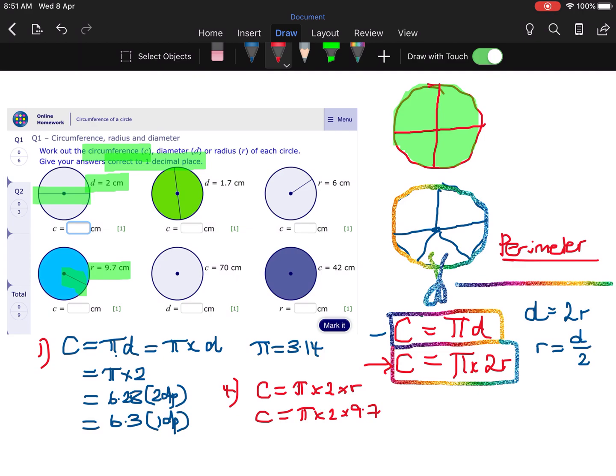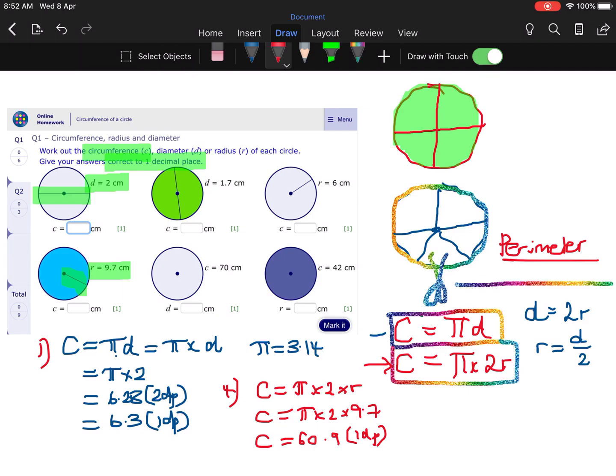And that's a lot larger than the last circle. So although it's the same size in the picture, if I was to draw it realistically, it would be much bigger. And that gives me 60.9 to 1 decimal place.